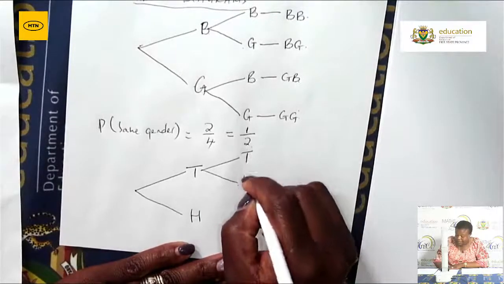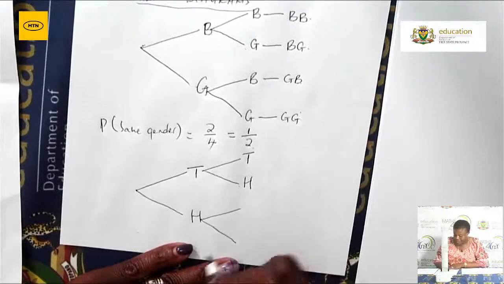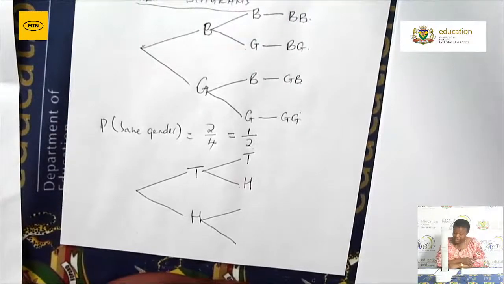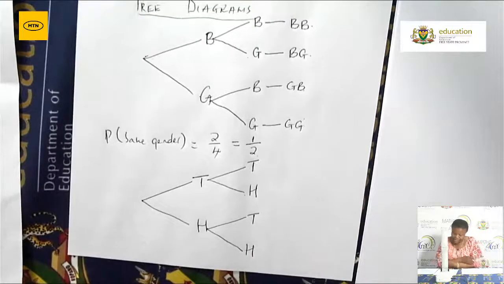It can land on the tail or the head. We go again to the one that landed on the head. When you toss it, you also get a tail and the head. I use T for tail and H for head. And then we extend it again for the third time.